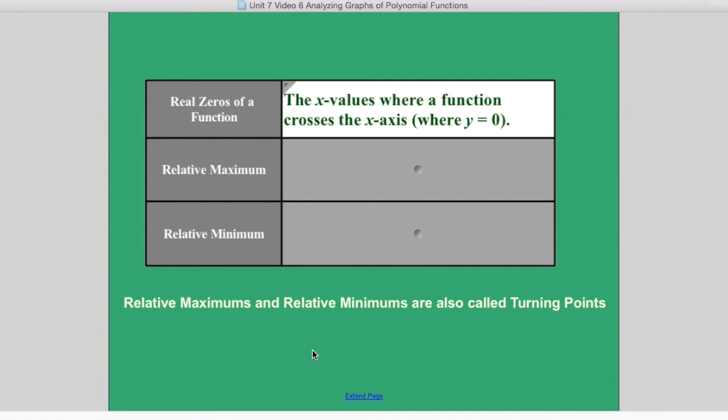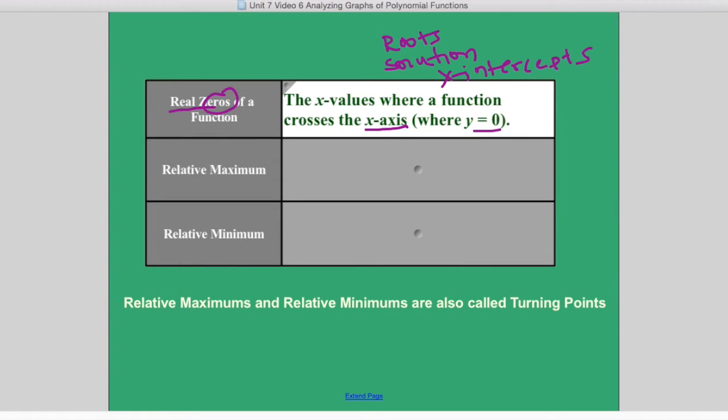Okay, so just to recap, real zeros of a function. The x value is where a function crosses the x-axis. Okay, so it's wherever it touches that x-axis. We've also found these before. They're called zeros. We've also called them roots, solutions, x-intercepts. And you can always find the real zeros when y equals 0.